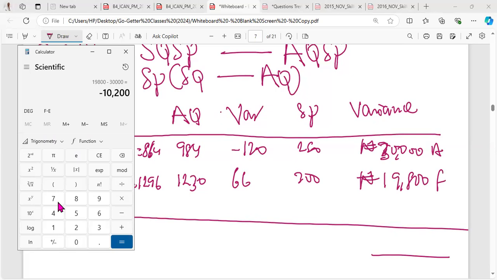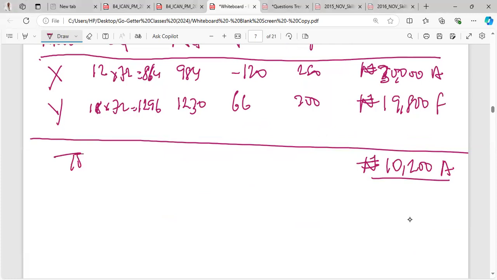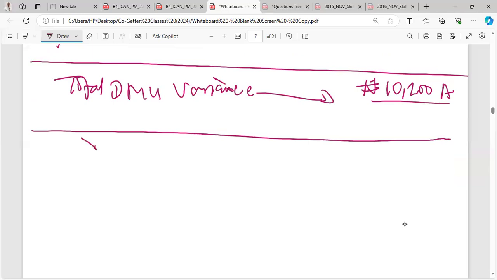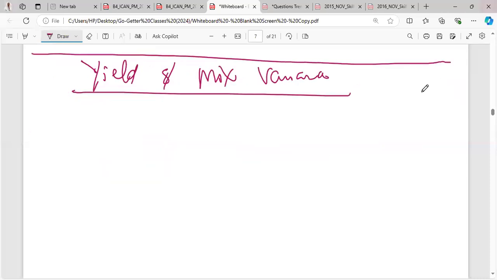Okay. Now that we know this is the total direct material usage variance, don't forget, usage variance is different from price variance. Price variance does not have mix and yield, it's only usage. Now let's go to yield and mix variance. I say it that way because I'm going to calculate yield first before mix.